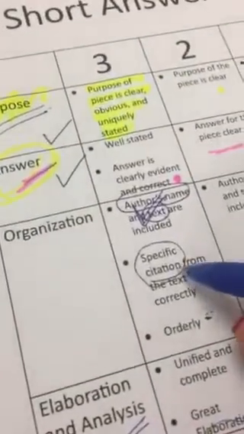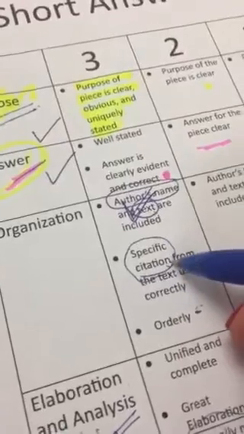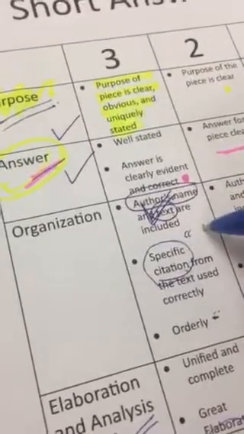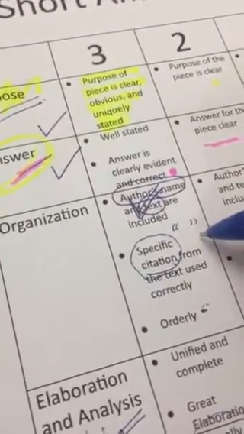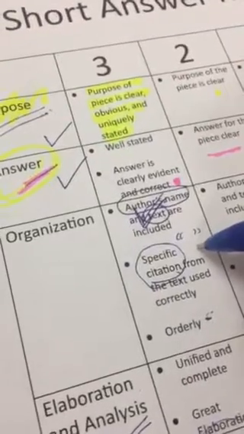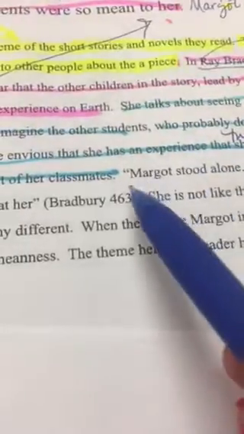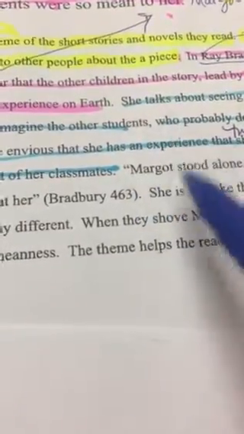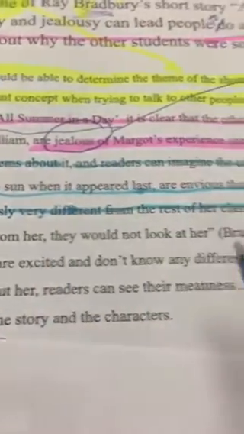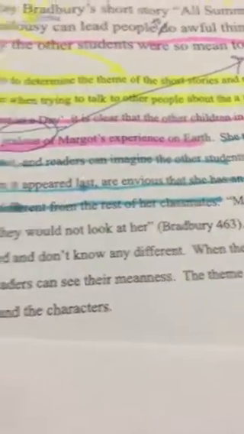And then, notice, I told you I'd get to this specific citation part. This specific citation is actually a quote that I copied right out of the book. Directly out of the book. You didn't have to write that sentence. The author does it for you. You're just using it to support what it says. Margot stood alone. They edged away from her. They would not look at her. And so this is your support. That is your specific citation right there.